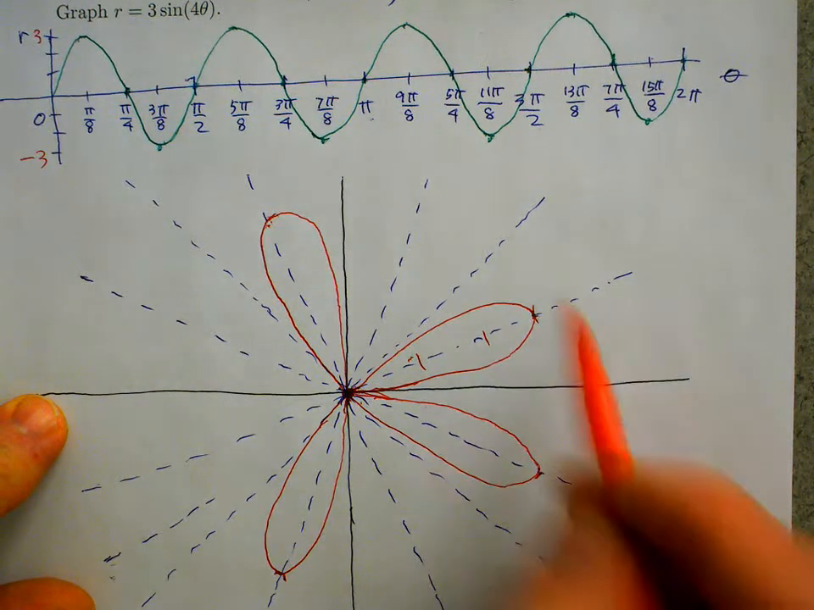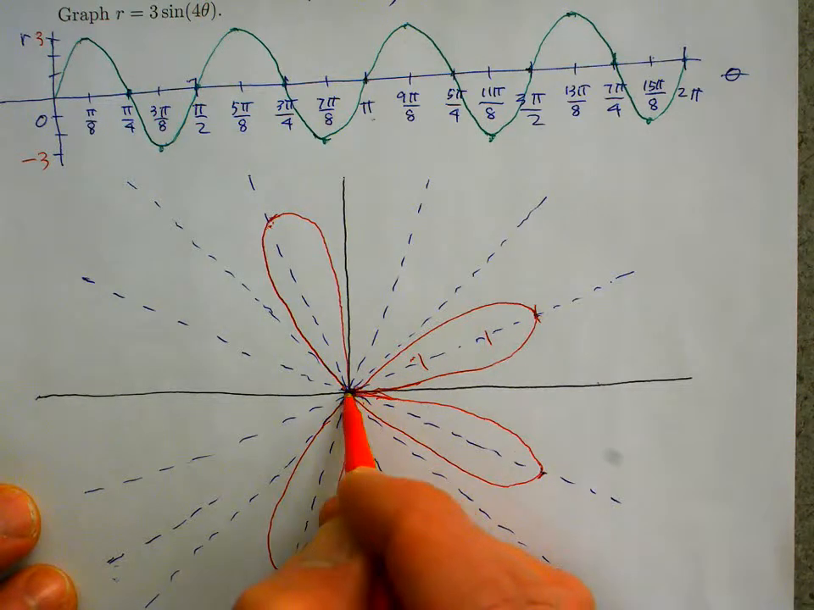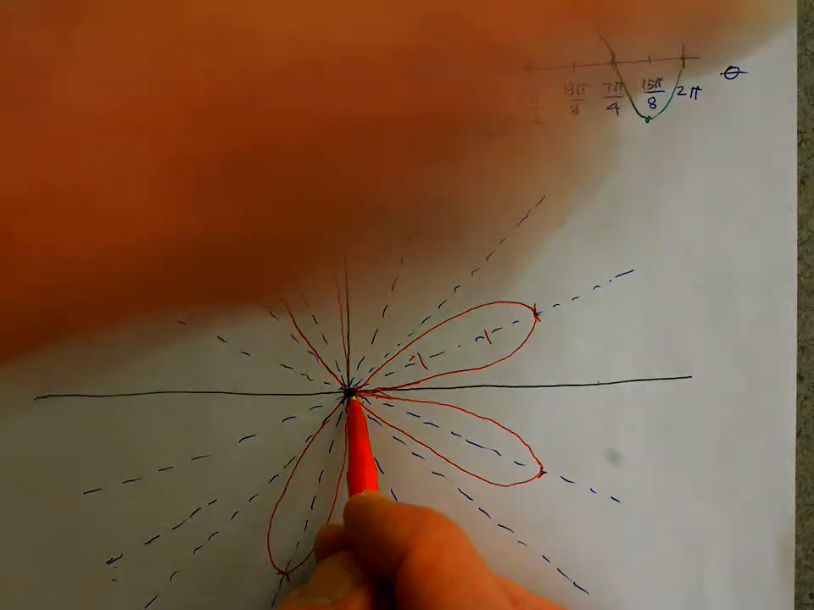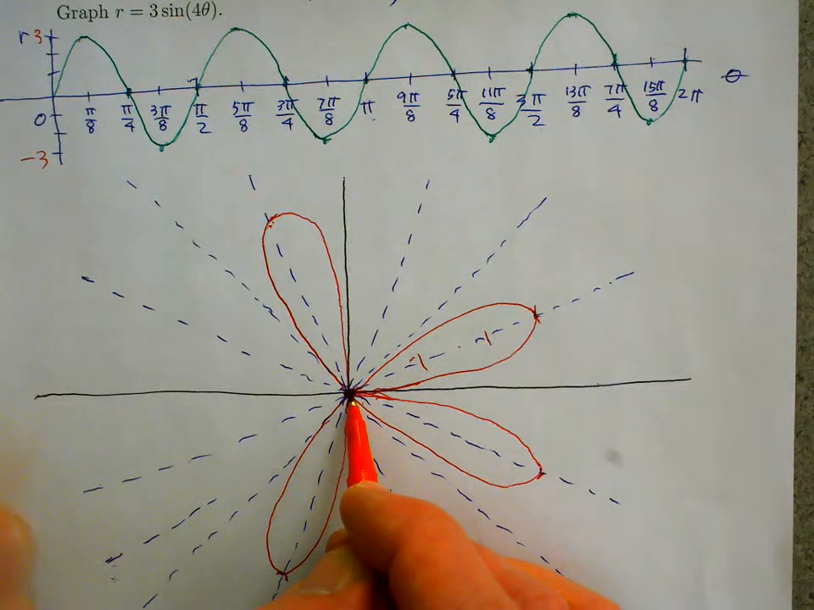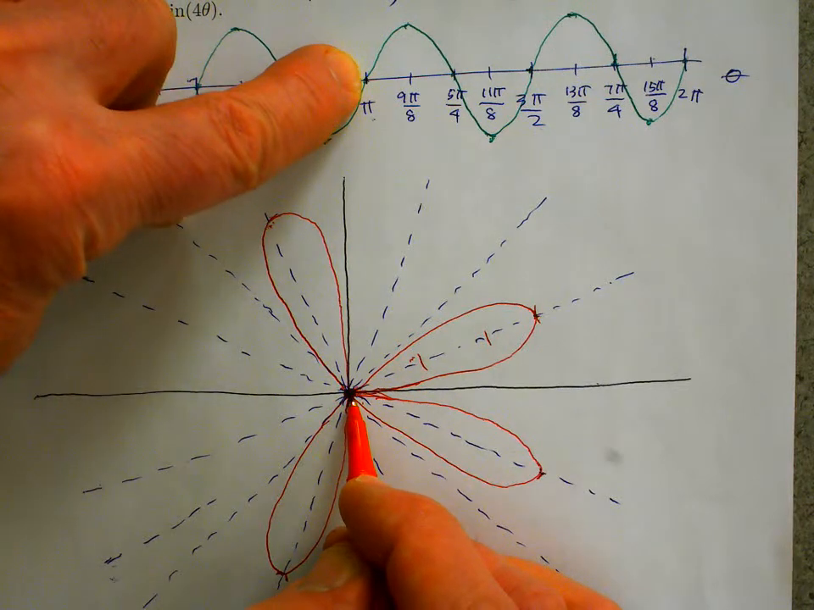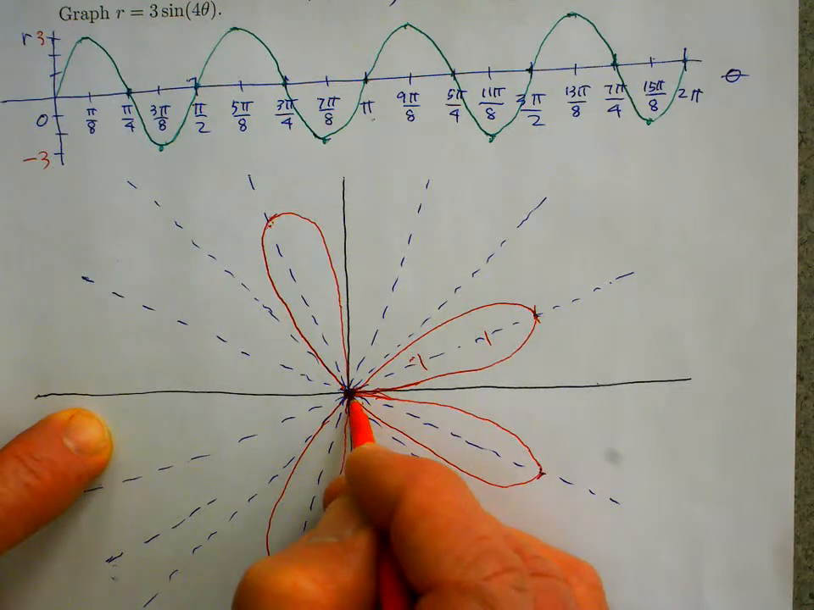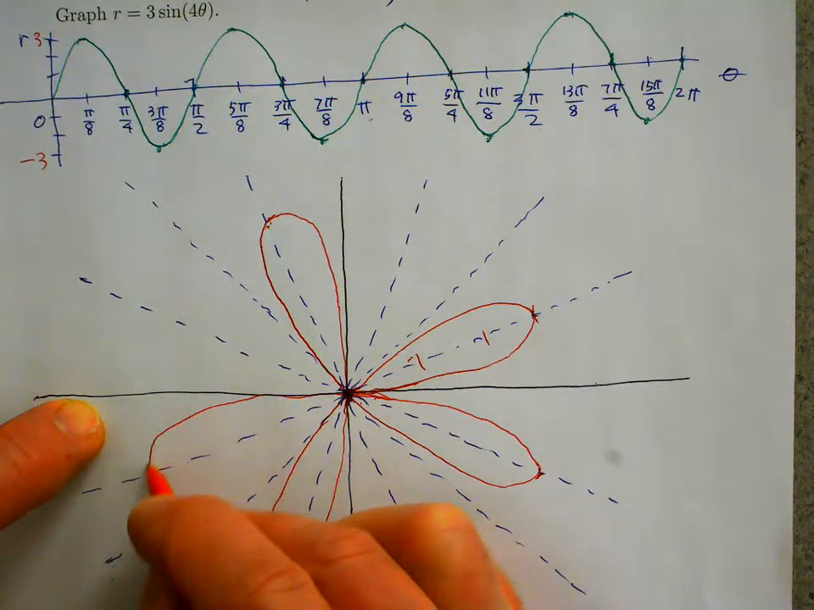So each of those loops are supposed to look like the other ones. They don't quite look the same, but hey, we're halfway between 0 and 2 pi. We're up to pi now. Okay, so between pi and 9 pi over 8, that's this region. And the r values are positive. So when we get to 9 pi over 8, the r value is 3.